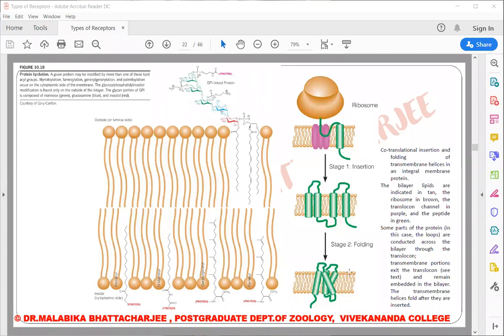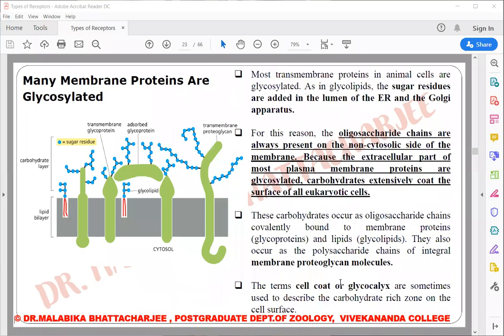This is not a part of the syllabus. I just wanted to give you a glimpse of the picture of how transmembrane proteins are actually inserted inside the membrane. Now let's come to this portion.